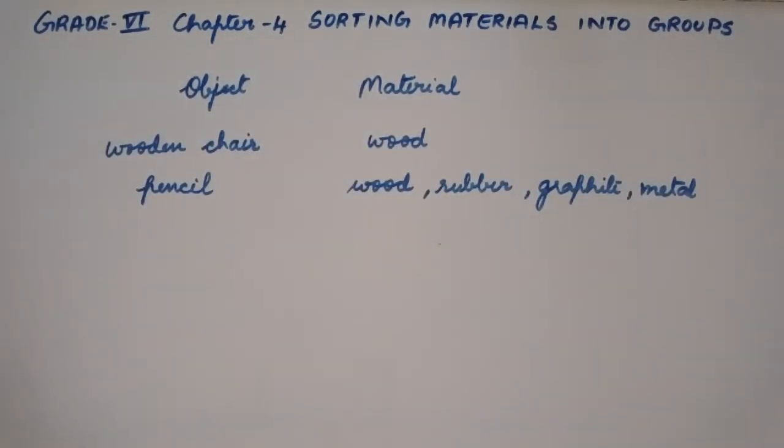So what is an object? An object is a thing that is made up of one or more materials, and material is what an object is made up of.